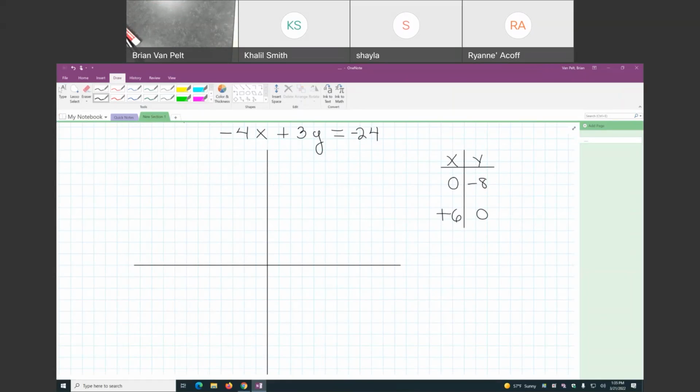Did you guys get these two numbers, two points? Good, you guys did these? And now let's go ahead and put them on. To get zero, negative, I hope I have enough space, 1, 2, 3, 4, 5, 6, 7, 8.